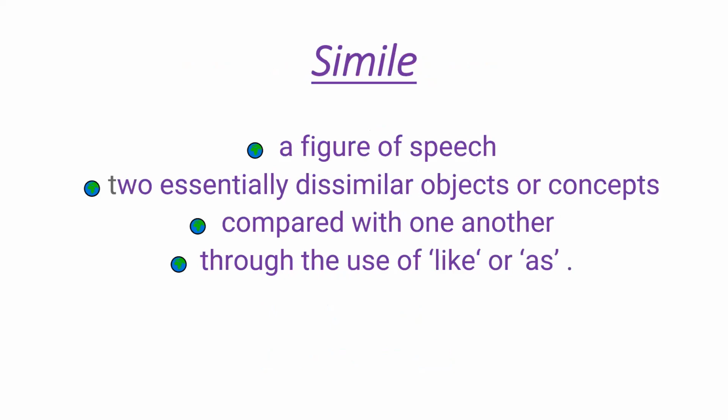Now let us learn about each of them in detail. The first one is simile. It is a figure of speech. It occurs when two essentially dissimilar objects or concepts are compared with one another. We can understand that a certain line is a simile through the use of like or as. To understand it better, let us look at two examples.